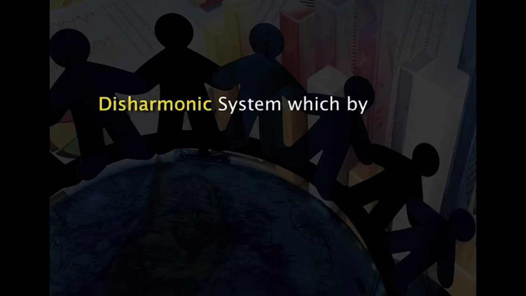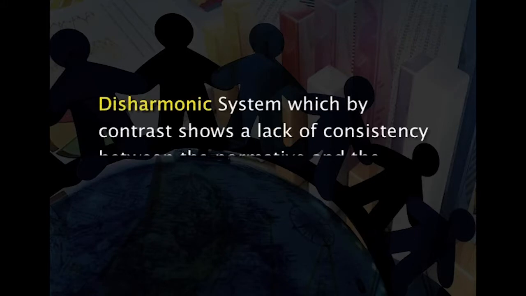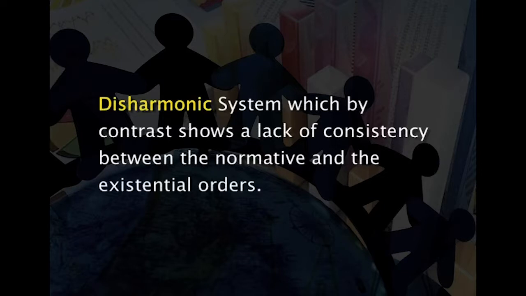There is no fundamental contradiction, whereas a disharmonic system, by contrast, shows a lack of consistency between the normative and the existential orders. That means the norm of equality is contradicted by the pervasive existence of inequality. Modern Western civilization is a best example, including America in its later history, where despite the idealization of equality, the class structure continues to be an important part of Western social reality.